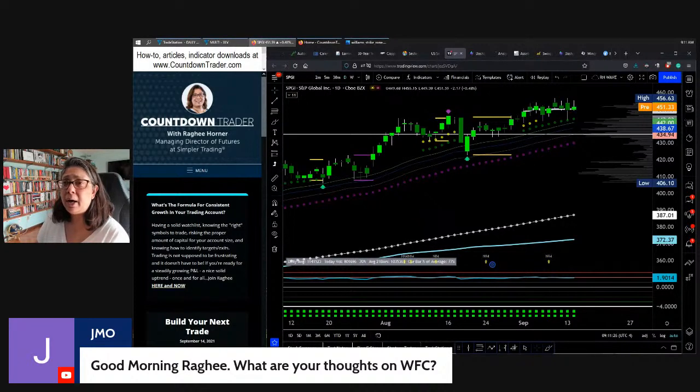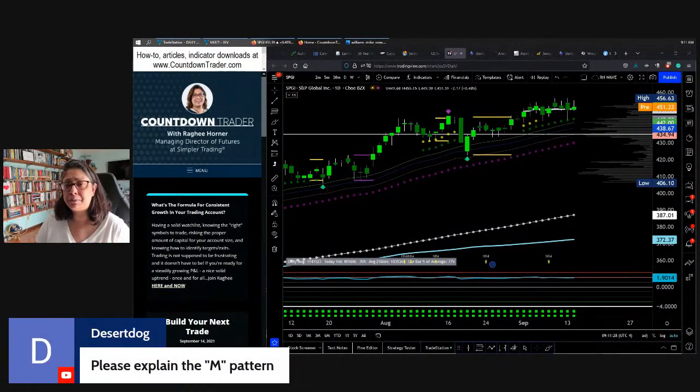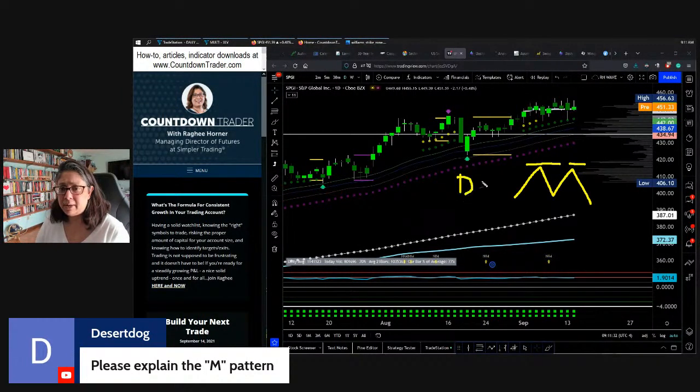So love it. Desert Dog asks, please explain the M pattern. M is just something that really looks like a double top. It's going to be distribution typically, and you're usually going to have yellow lower row JT multi.